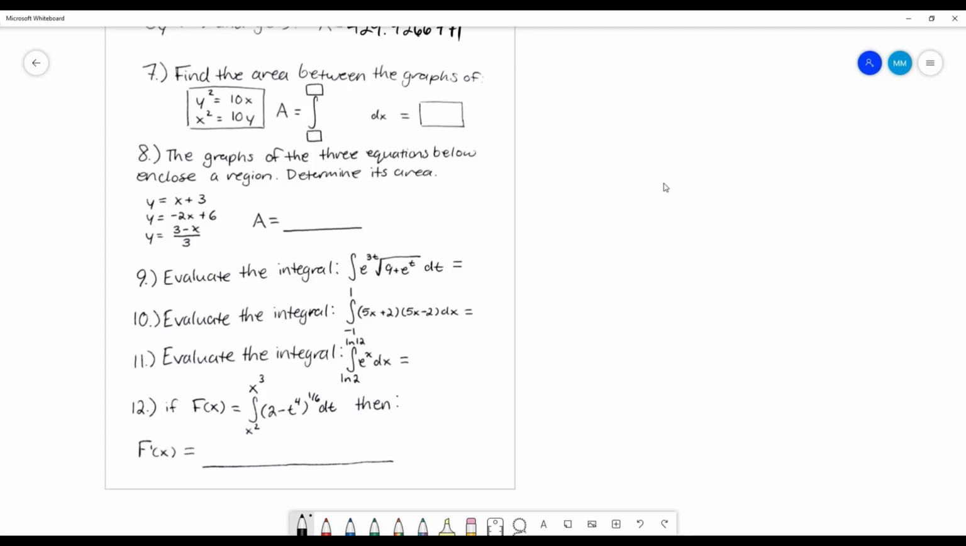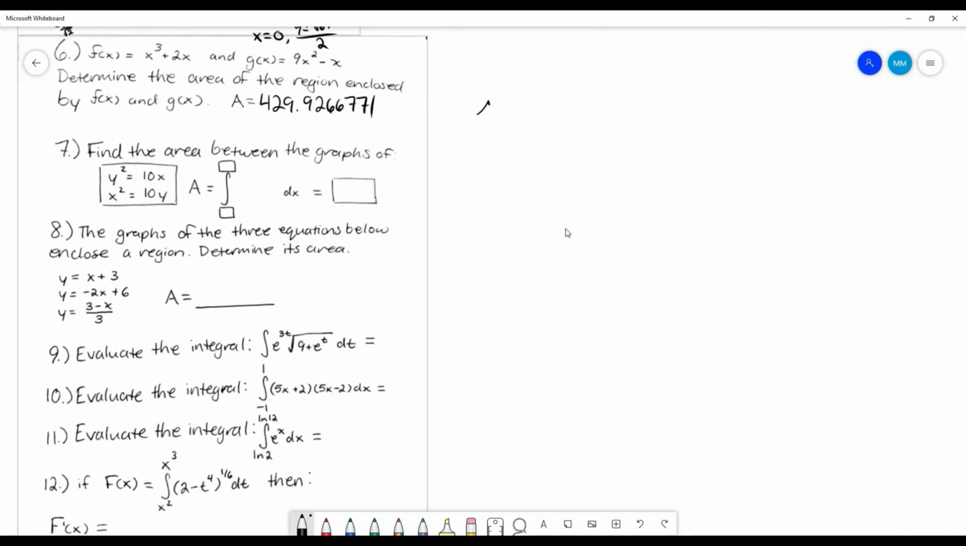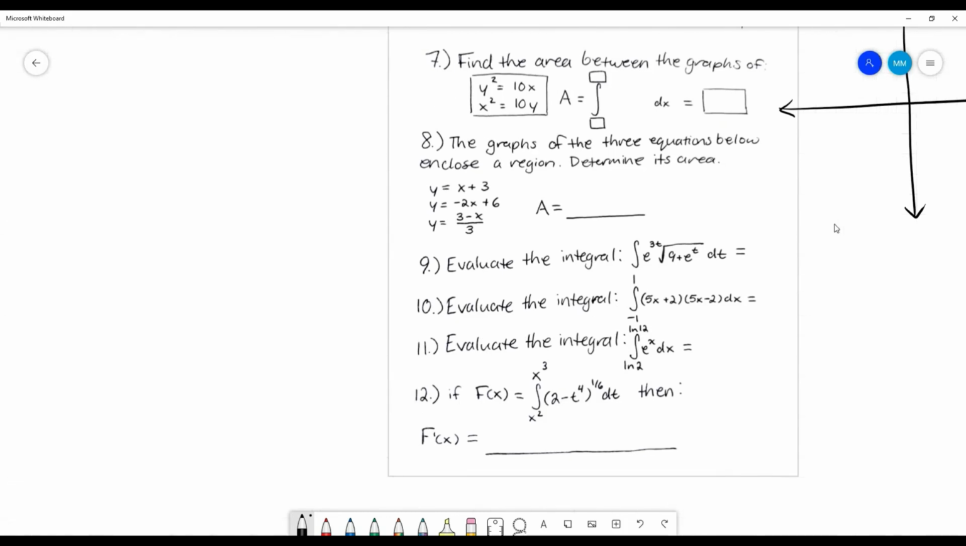This time, all 3 of these functions enclose a region. We want to determine that area. This is where sketching is really, really helpful, because we're going to sketch this big time. Okay. So first I'm going to see intersection points for the first 2 functions. So this is going to be y1, y2, and y3. So I'm going to check where those first 2 functions intersect.